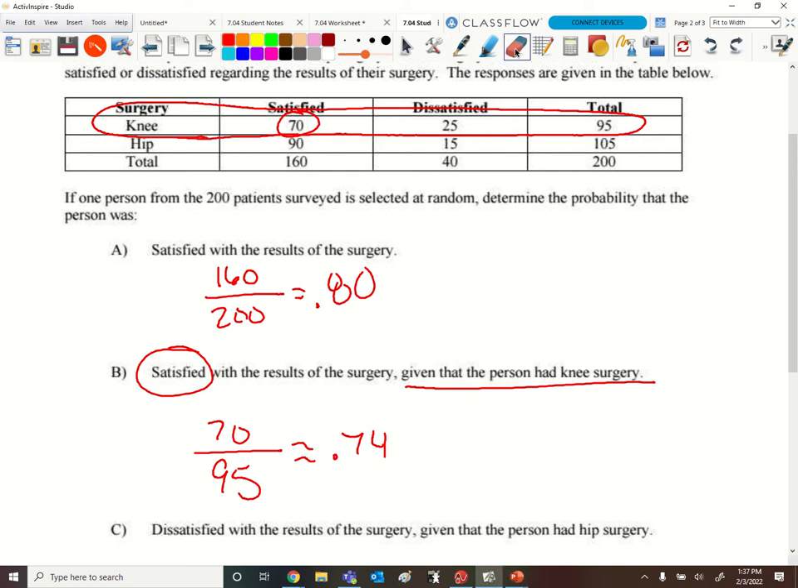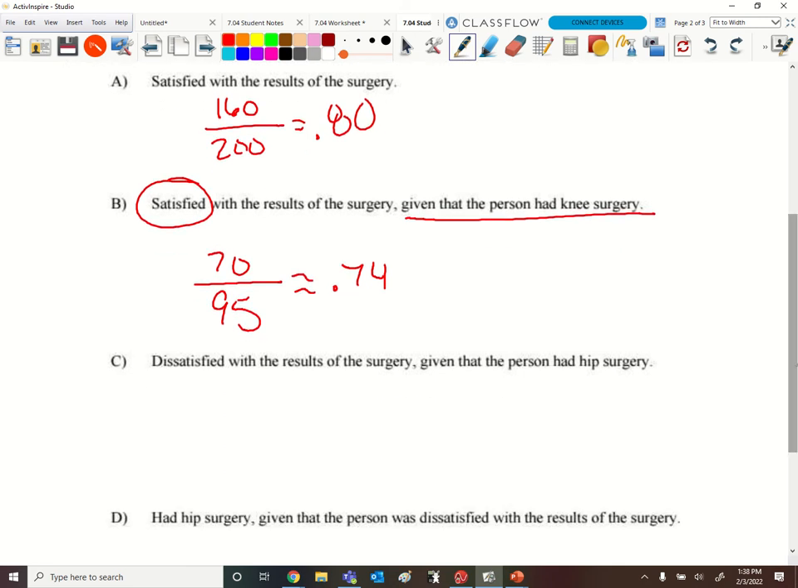So now I'm going to erase what I have up here, because I'm going to do the same thing again for the next one. The next one says dissatisfied with the result of the surgery, given that the person had hip surgery. So given that, this goes on the bottom. The bottom of my fraction says given that the person had hip surgery. So what's that number? 105. Where'd we get 105? The total of hip surgery.